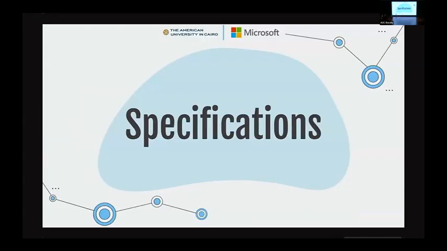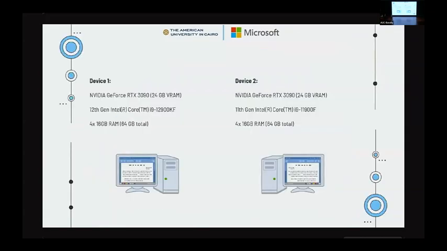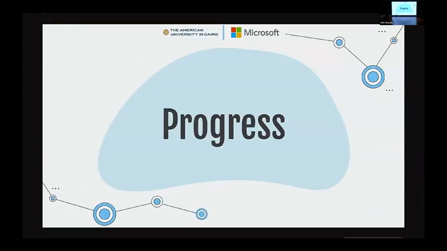So the workhorses that took us throughout this entire journey are two devices that are both kitted with an RTX 3090 with 24 gigabytes of VRAM. They also have 64 gigabytes of RAM each, and both have a Core i9. Now, onto our progress with my colleague, Carolus.